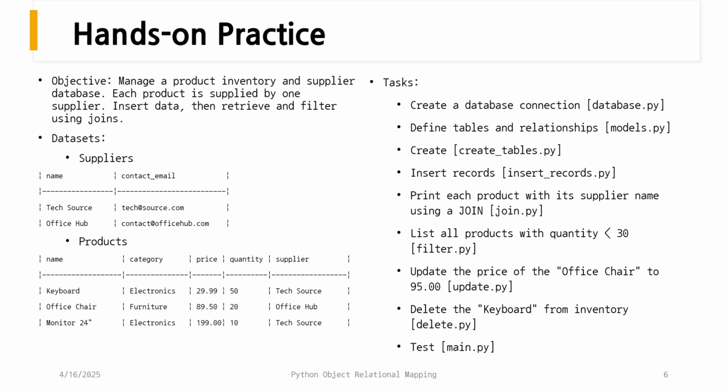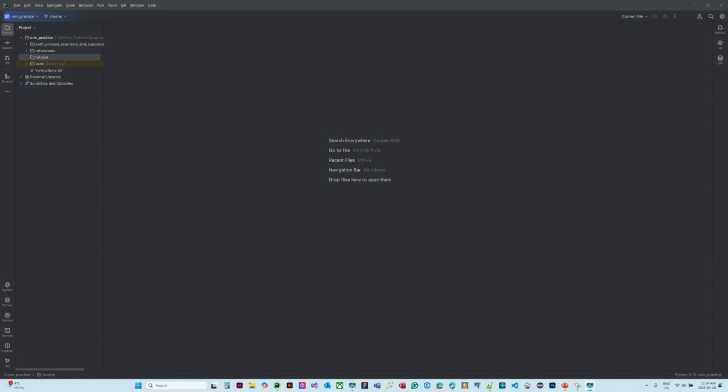We also do things like list all products with low stock, update prices, and delete items from inventory, all using Python and SQLAlchemy. Let's jump into PyCharm and build it step by step. Let's start with database.py. This is where we set up the database engine that allows Python to communicate with our database.